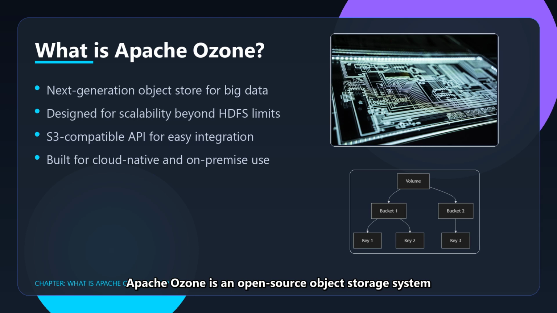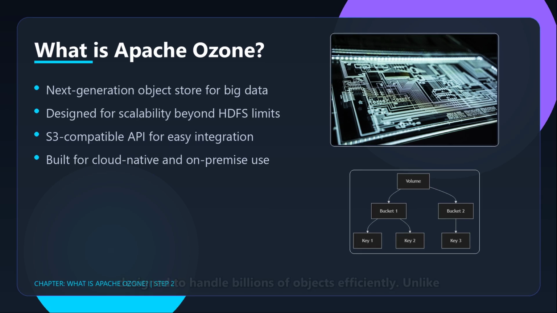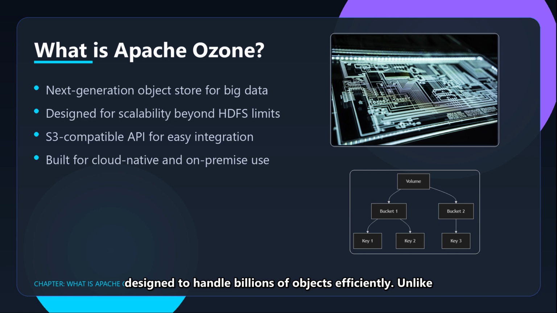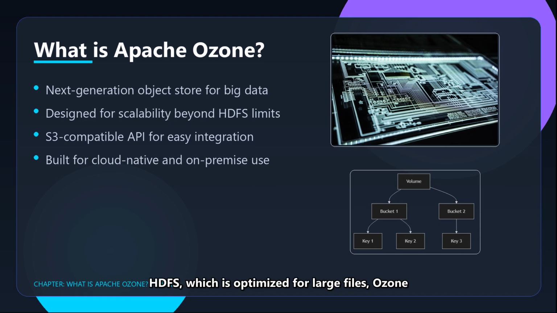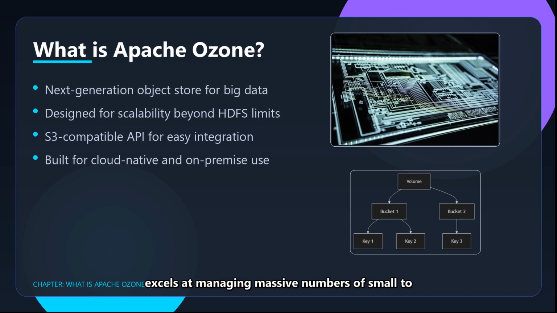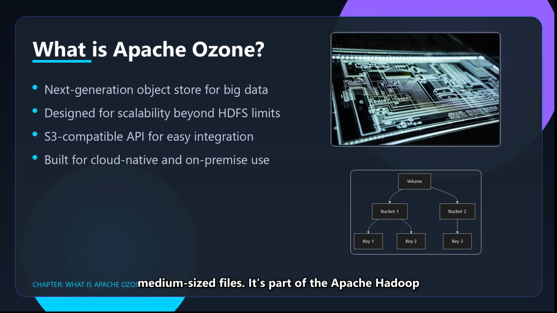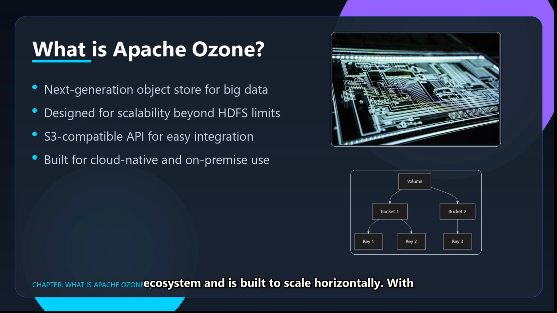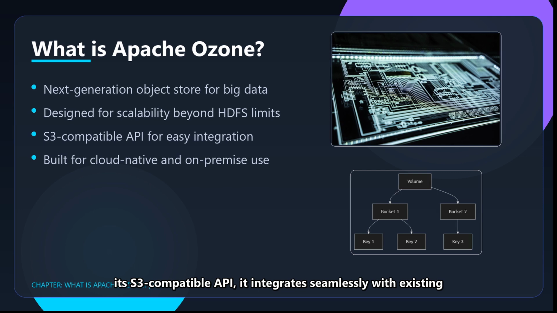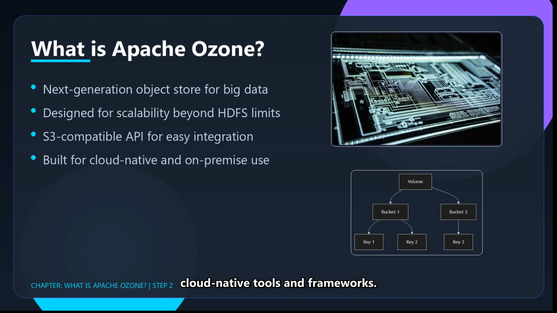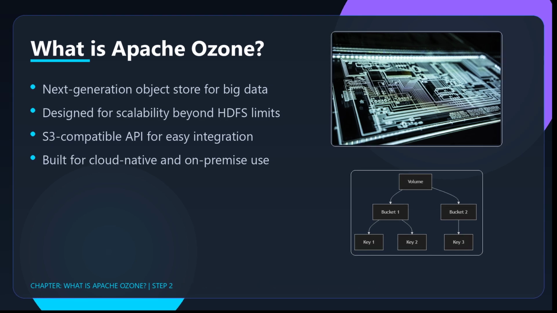Apache Ozone is an open-source object storage system designed to handle billions of objects efficiently. Unlike HDFS, which is optimized for large files, Ozone excels at managing massive numbers of small to medium-sized files. It's part of the Apache Hadoop ecosystem and is built to scale horizontally. With its S3-compatible API, it integrates seamlessly with existing cloud-native tools and frameworks.